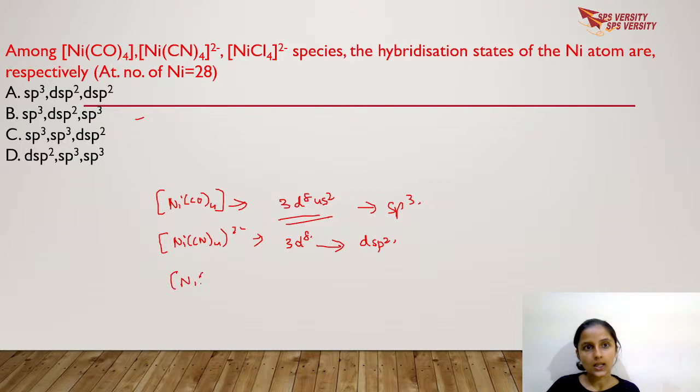And the last one, tetrachloronickelate. Here the configuration would be 3d8, and the electrons are not going to pair up because chlorine is a weak ligand. As a result, the correct answer would be option B.